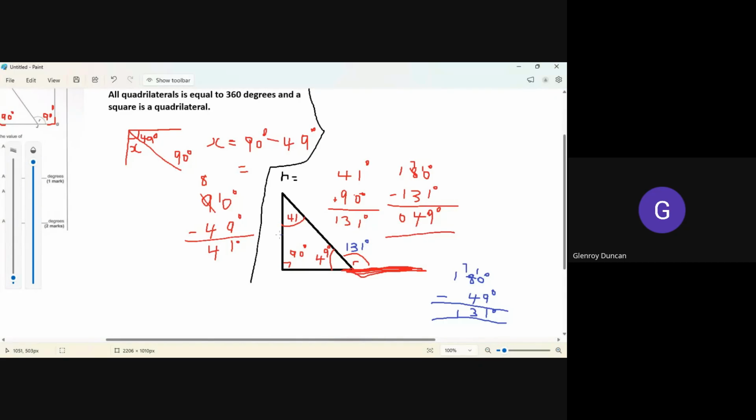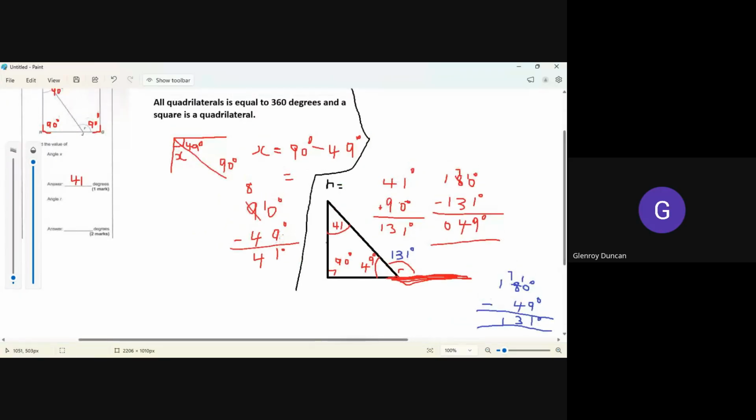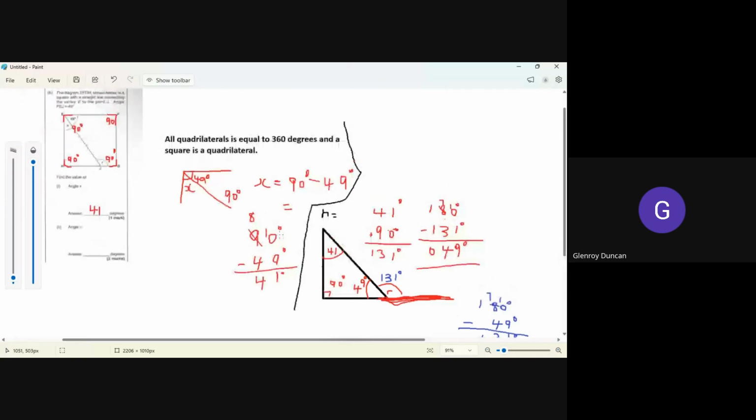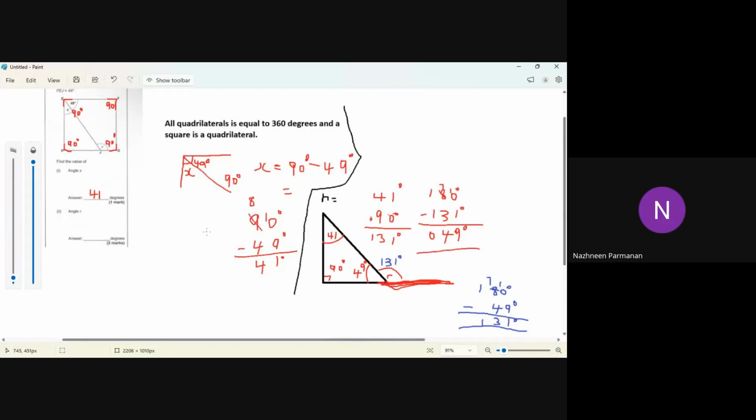It's 2 marks. That's what I have. It's a lot of work. You got to know what's going on, right? It's not easy. 41 degrees and R is 131 degrees.